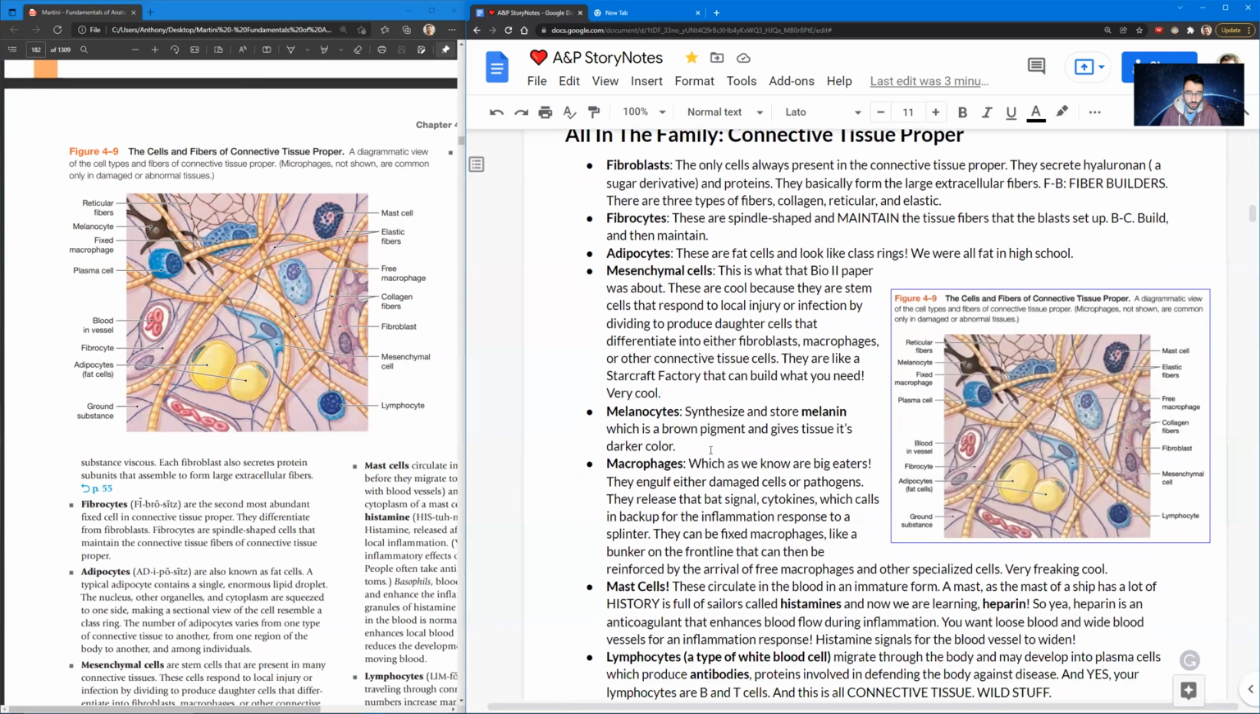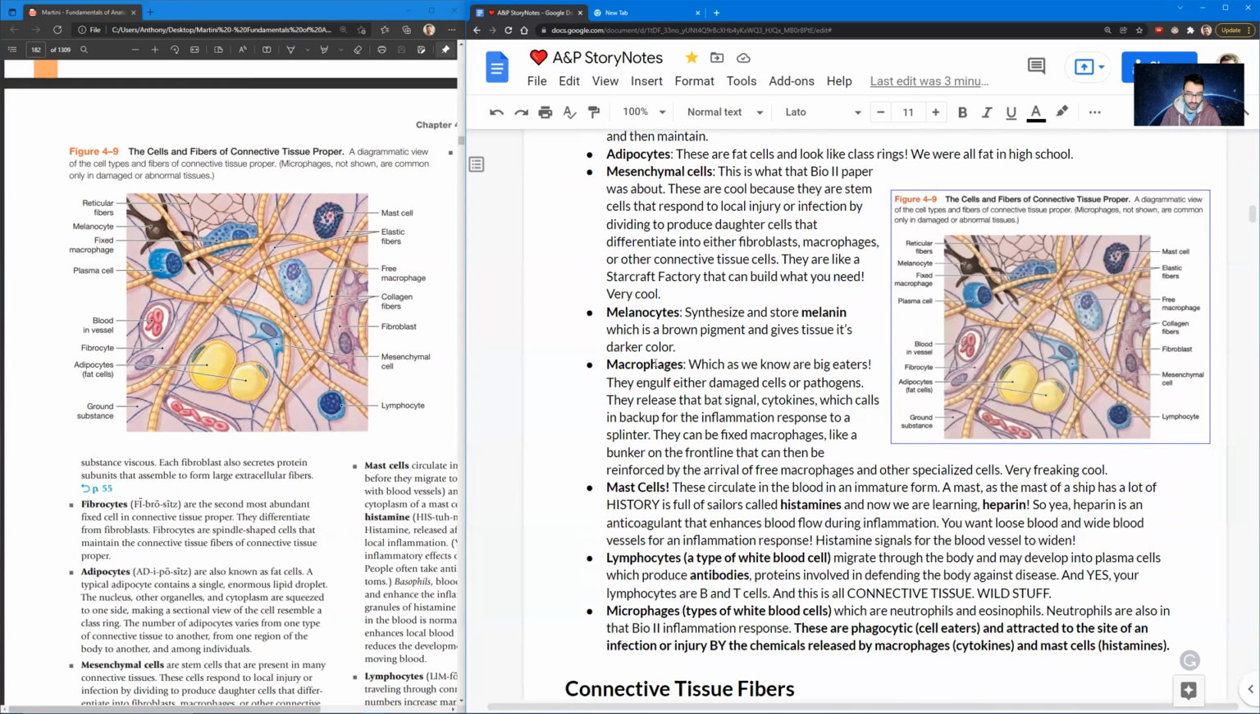Melanocytes, these synthesize and store melanin, which is a brown pigment, and gives tissue its darker color. Very cool. These macrophages, macro large, phage is eat. These are big eaters, and they engulf either damaged cells or pathogens. They release that bat signal, which we call cytokines, which call in backup for the inflammation response, like to a splinter. They can be fixed like a soldier in a bunker on the front line that can reinforce, or they can be reinforcements by the arrival of free macrophages and other specialized cells. Those are very cool.